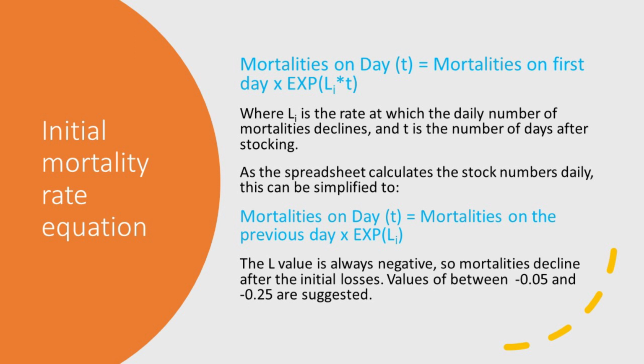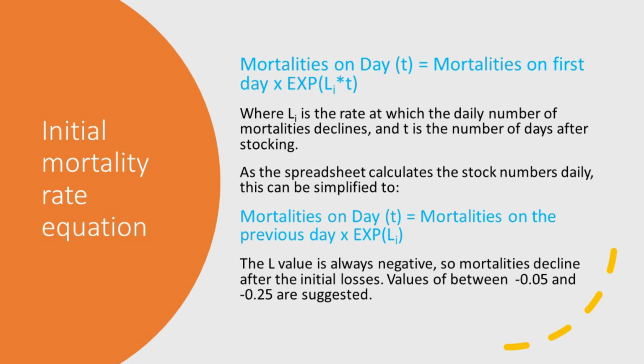mortalities on day T equal mortalities on the first day times the exponential of L times T, where L is the rate at which the daily number of mortalities decline, and T is the number of days after stocking. As the spreadsheet calculates the stock numbers daily, this can be simplified to mortalities on day T equals the mortalities on the previous day times the exponent of L.